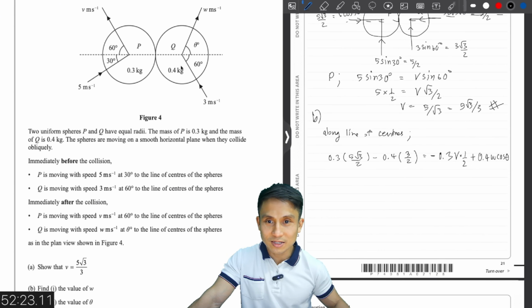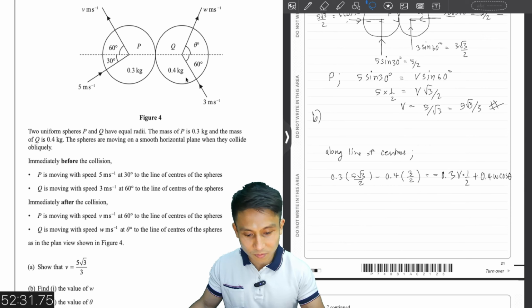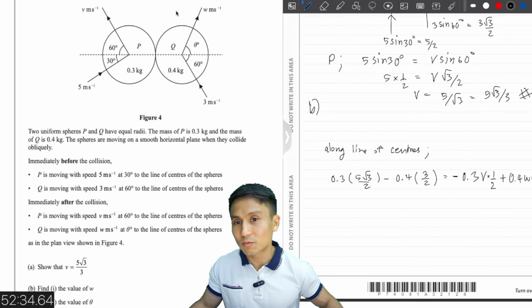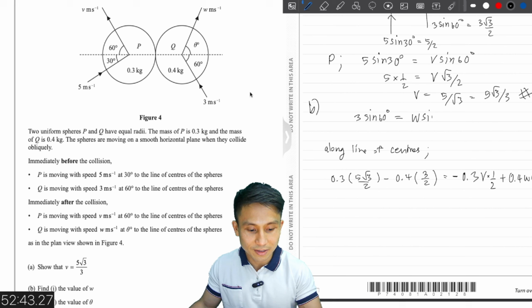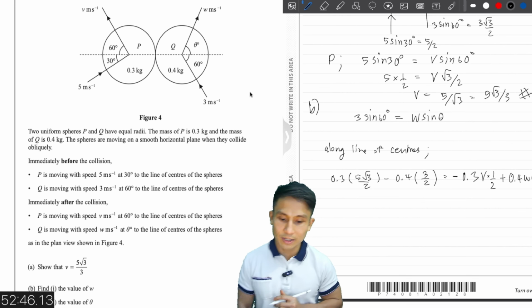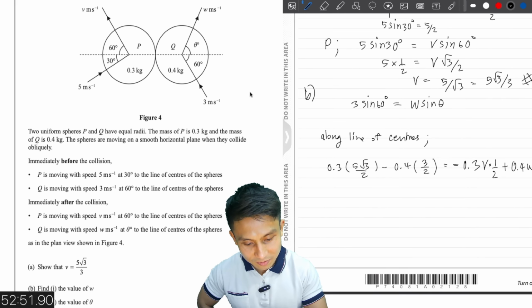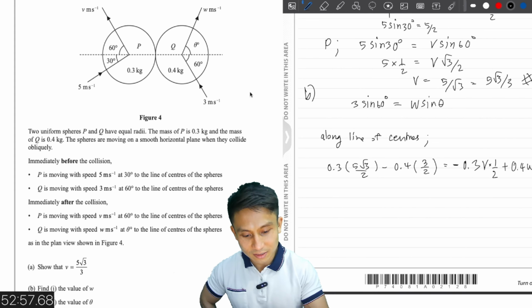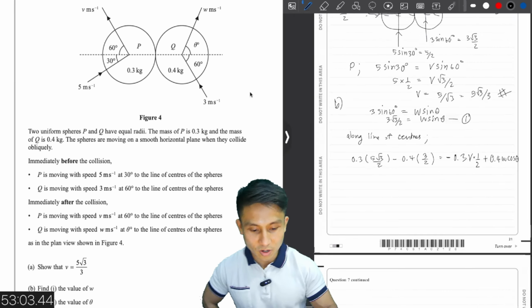W sine theta is going to be the same as 3 sine 60. So let me put that as well before we do linear momentum here. The vertical component of Q should be the same, so 3 sine 60 is the same as W sine theta. It doesn't help much, but at least we can solve simultaneously. So 3 root 3 over 2 equals W sine theta. Let's make this equation 1.